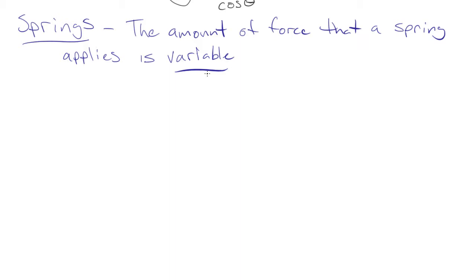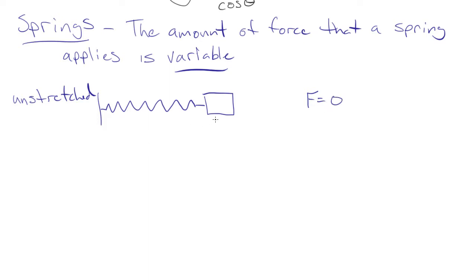So if I want to write an equation that represents that, I need to define a few quantities. Let me draw a few springs here. Here's a spring. It's attached to a mass. I'm going to call this spring unstretched. When the spring is just sitting there, unstretched, what force do you think it applies to any object that's attached to it? It's not applying any force in this case.